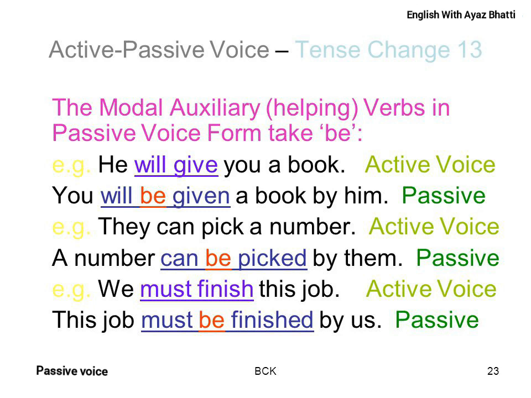Passive. For example, they can pick a number. Active voice. A number can be picked by them. Passive. For example, we must finish this job. Active voice. This job must be finished by us. Passive.